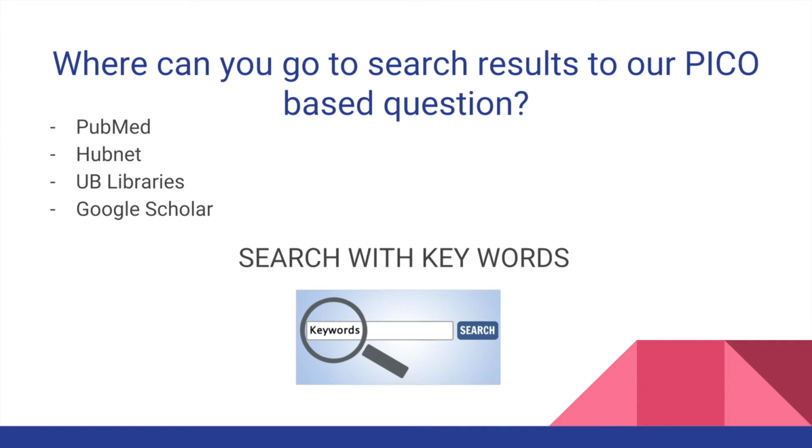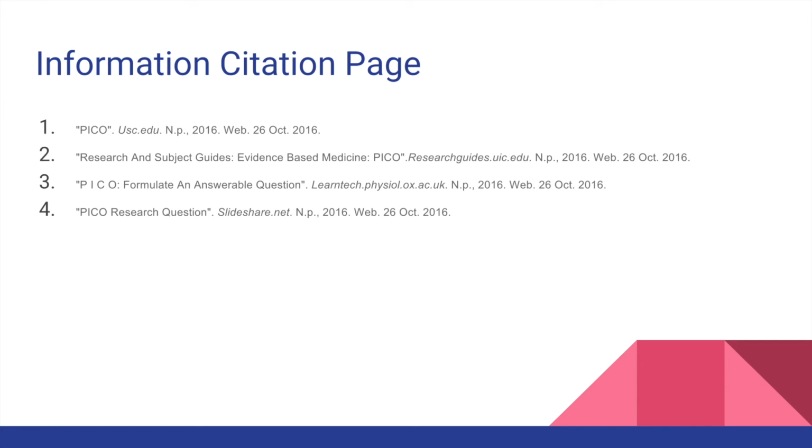So using these, we would go into these search databases: PubMed, HubNet, UB Libraries, or Google Scholar. Using these keywords, we can find exactly what we're looking for. And here are our citations.